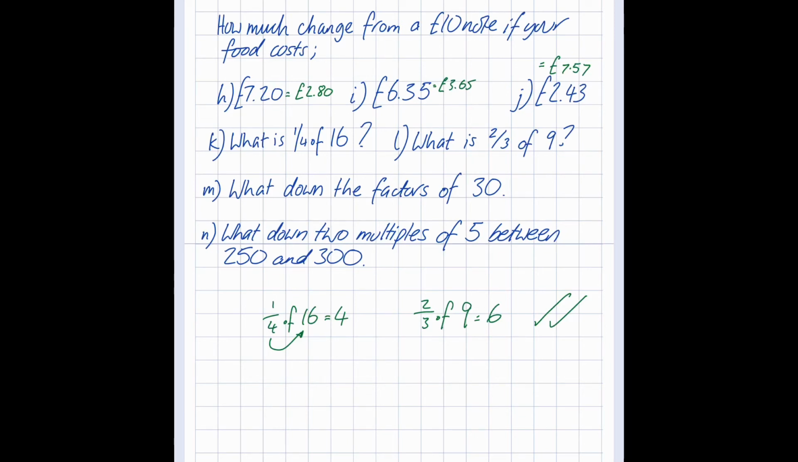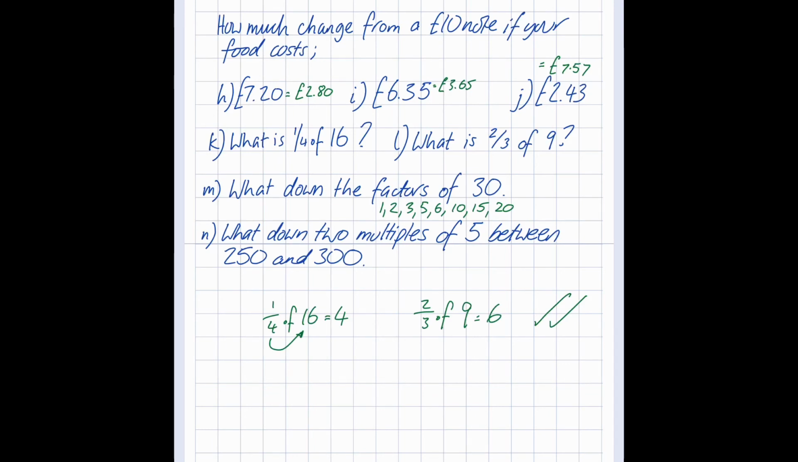Okay, factors of 30. There were 8. And they are 1, 2, 3, 5, 6, 10, 15, and 30. And usually in a test you would only get the mark for that if you got them all. So really be careful with your factors because it's easy to miss them out, isn't it?